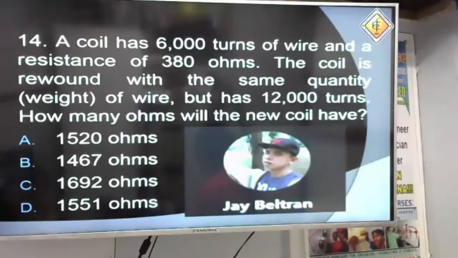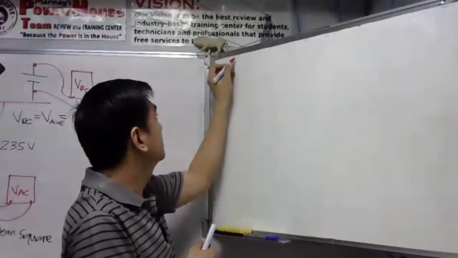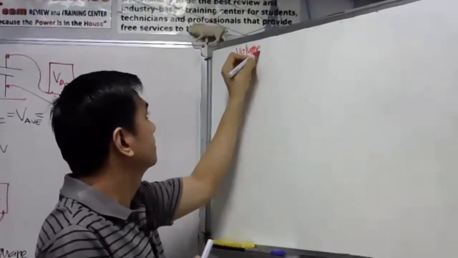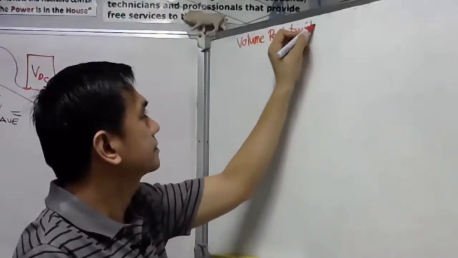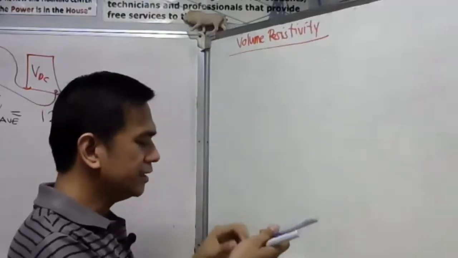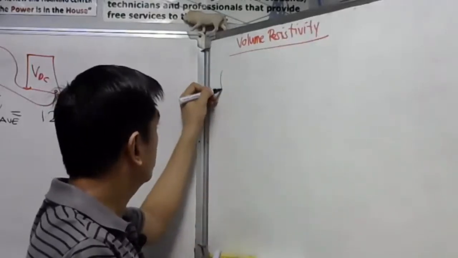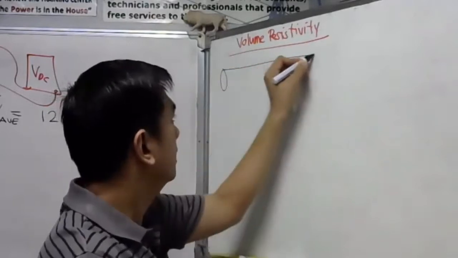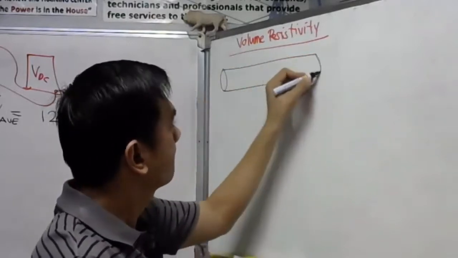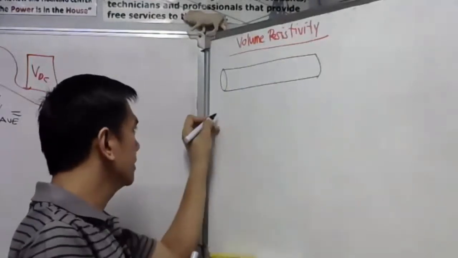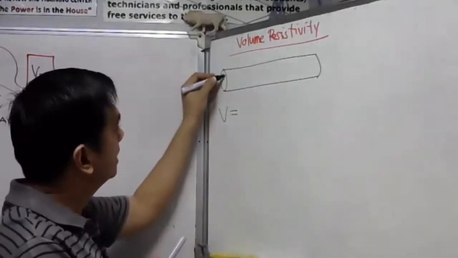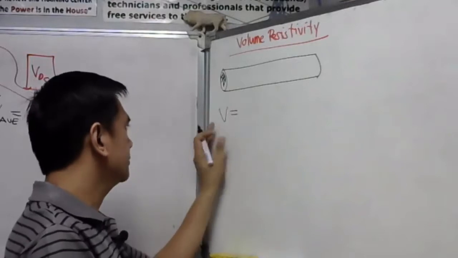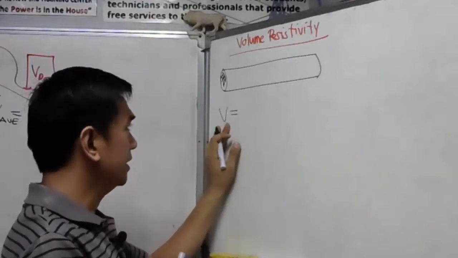I will have a little derivation here. This is a topic about the volume resistivity. Let us consider a cable or a wire. So we have a wire here. It has a certain volume. Our volume is like a cylinder, right? So that's equal to, what is the volume of the cylinder here?